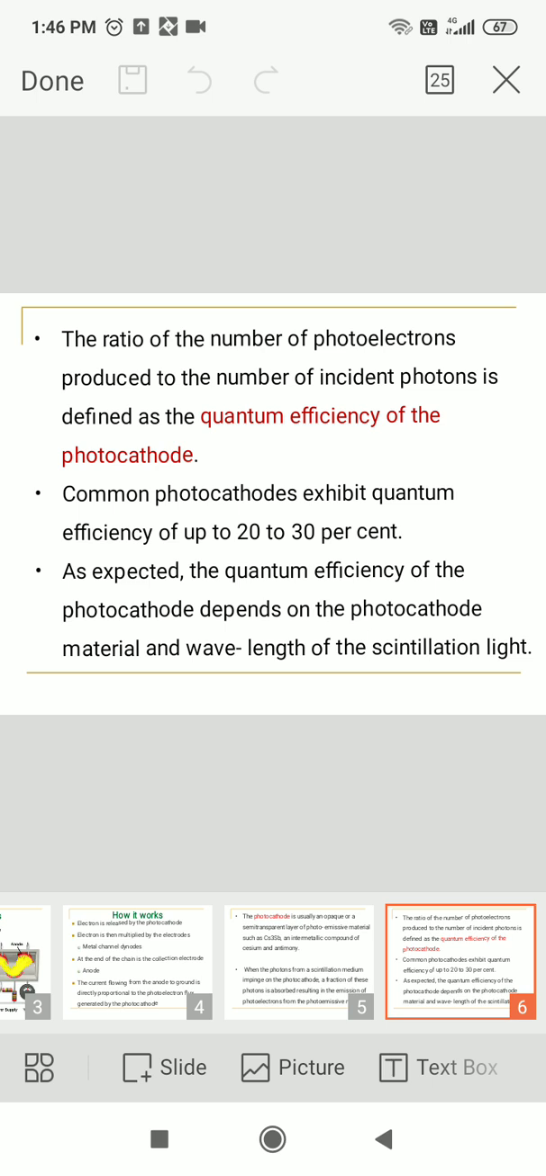Then, quantum efficiency of the photocathode. The ratio of the number of photoelectrons produced to the number of incident photons is defined as the quantum efficiency of the photocathode. Common photocathodes exhibit quantum efficiency of up to 20 to 30%. As expected, the quantum efficiency of the photocathode depends on the photocathode material and the wavelength of the scintillation light.